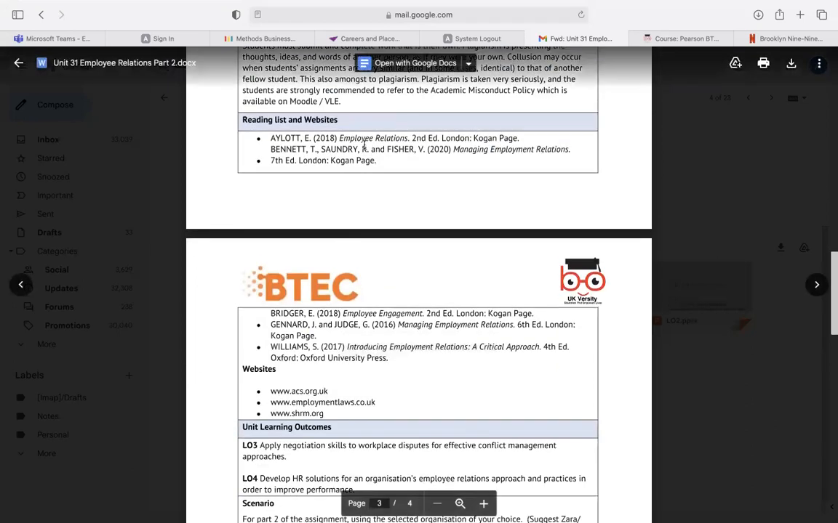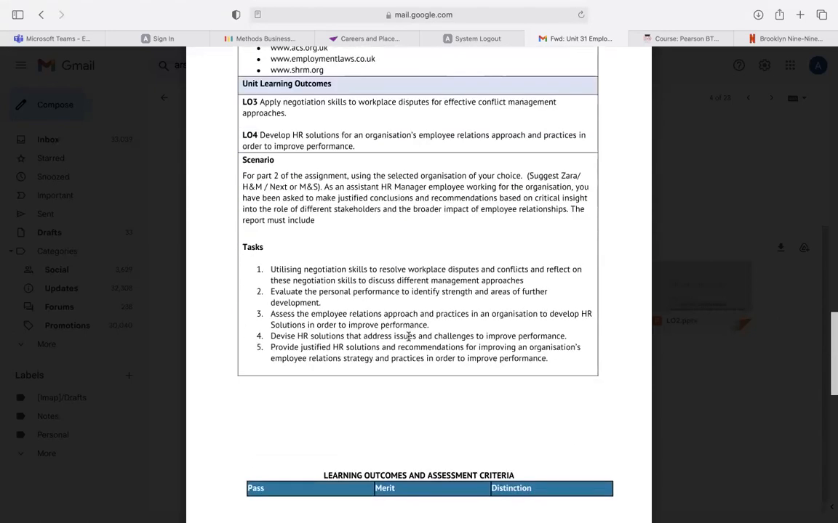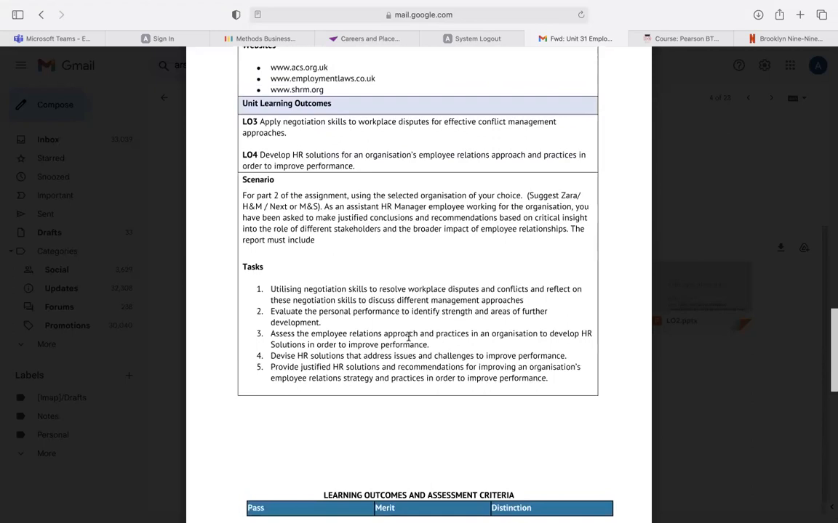The websites and reading lists are going to be slightly different. Actually, it looks very similar. Only the second one is different, so go through that as well. Make sure you're using appropriate and good sources for your referencing and not dodgy internet websites. All right, coming to what your scenario is and how you need to approach the different tasks.